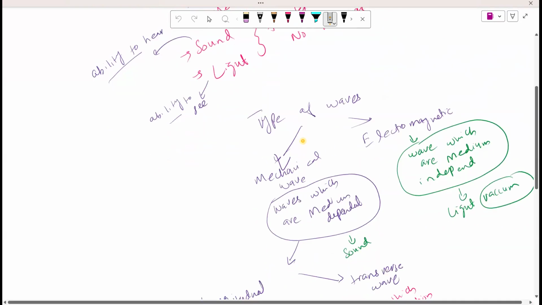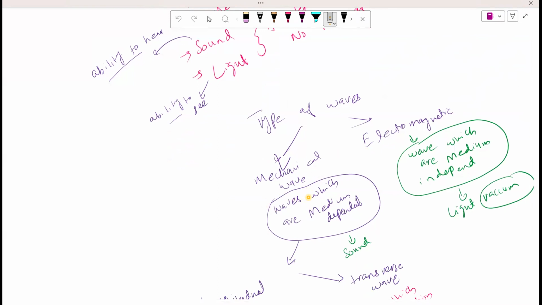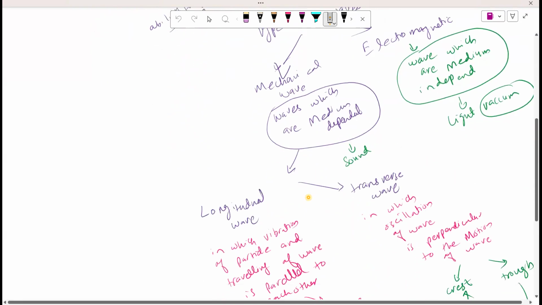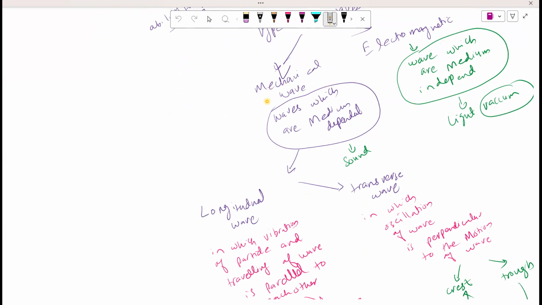हाँ जी। Waves are divided into two parts, mechanical wave and electromagnetic wave. जो medium dependent होते हैं waves, those are known as mechanical waves, and the ones which are medium independent are known as electromagnetic waves. The example of a mechanical wave is sound, because sound requires a medium.